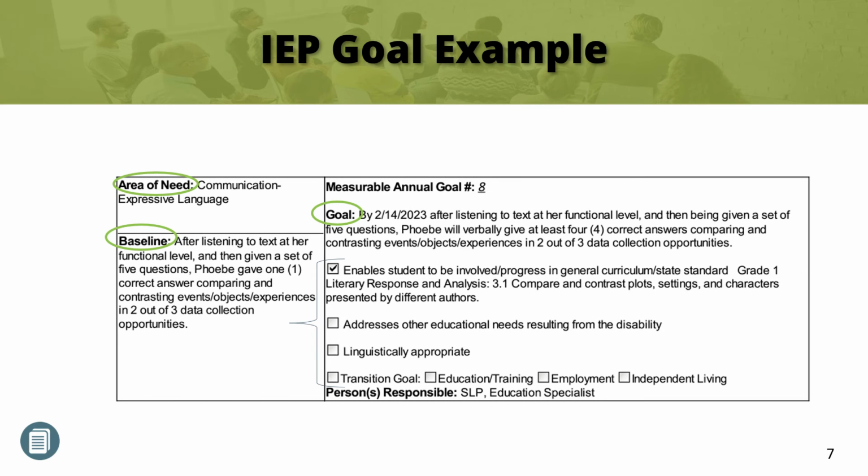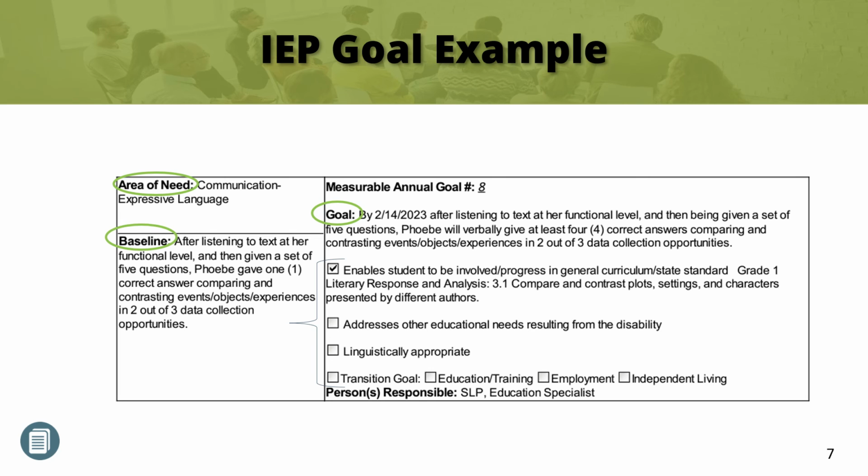An IEP goal example. An IEP goal page has different parts that you will see here. The first part is the area of need. This section of the goal is identified through assessments that have been completed. The second part is the baseline, which also comes from the assessments. The third area is the actual goal.